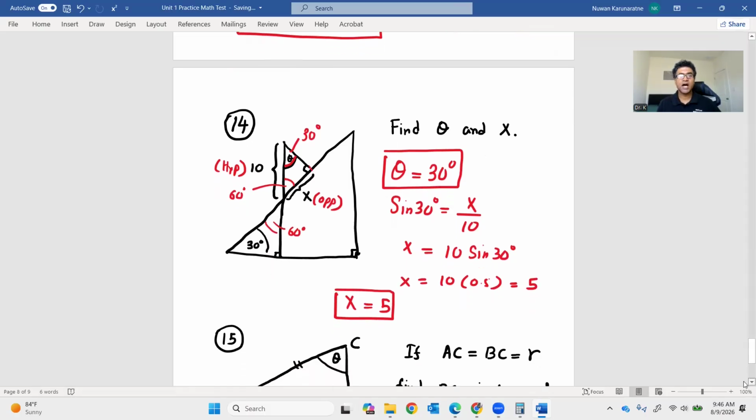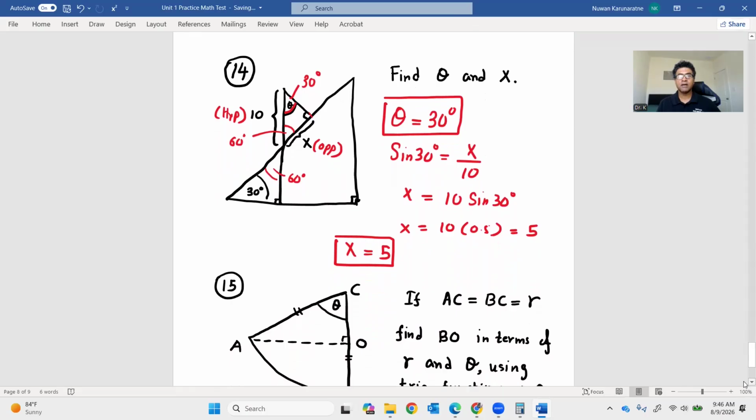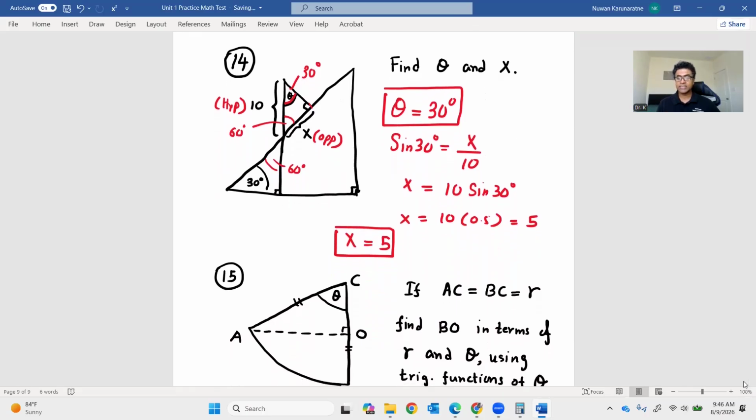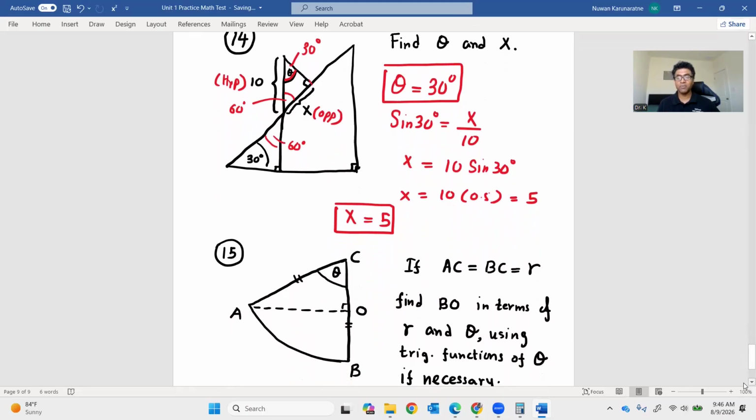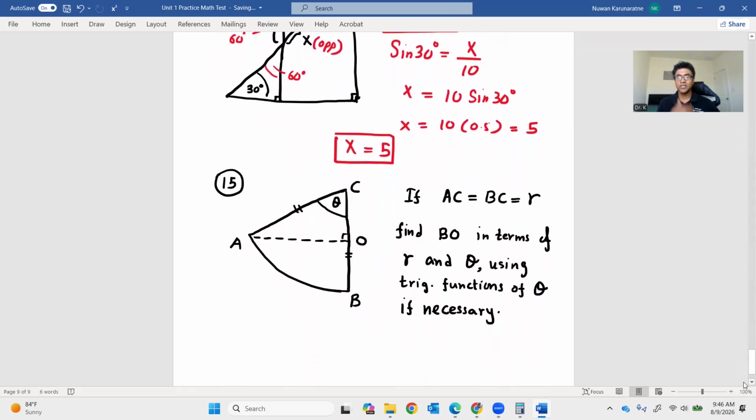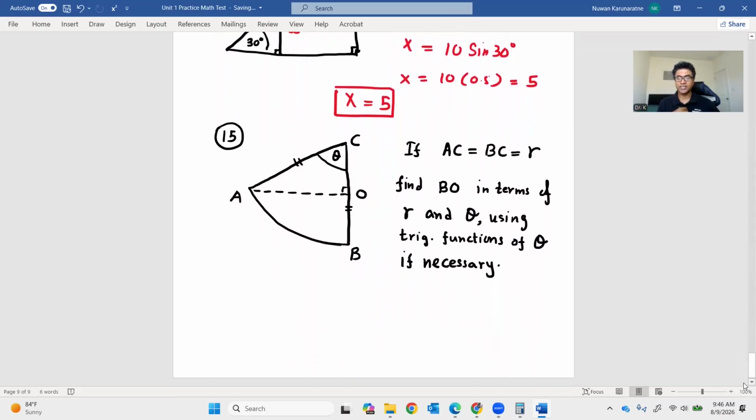All of these are very important math ideas and concepts that will be very important in physics. That's why I'm doing this as a practice for you guys, because I have a practice test during the first week of class. Okay, so last one, 15.